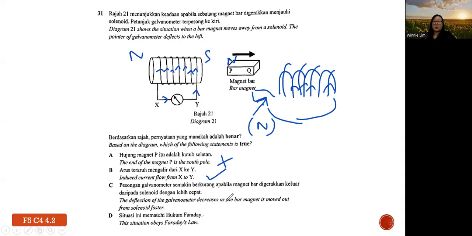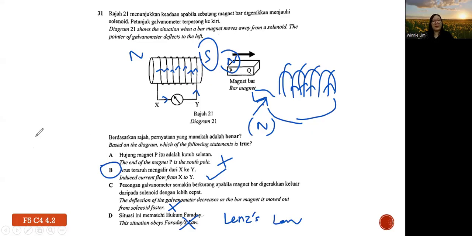The deflection decreases as the magnet moves faster. Cannot. When you move faster, the deflection is also higher, because this refers to Faraday's law, more cutting. Now, in this scenario, because you are determining the polarity, it is not about Faraday's law, it is about Lenz's law.